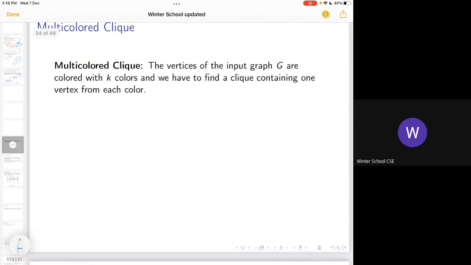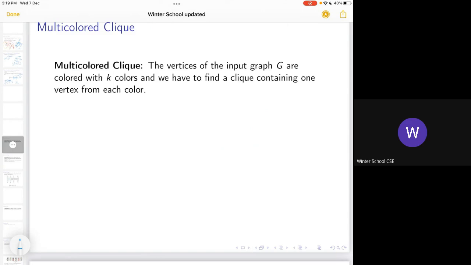Okay. So now let's move to our next problem, which is multicolored clique. So we all know a clique of size k is where all the vertices have an edge between them. In multicolored clique, our vertices are partitioned into k color classes. And instead of asking for any arbitrary k-size clique, we want this colorful clique. For each color, we should have a vertex in our clique.